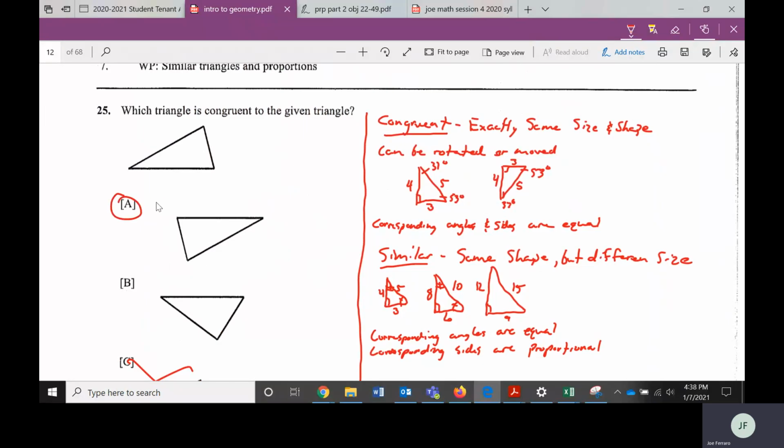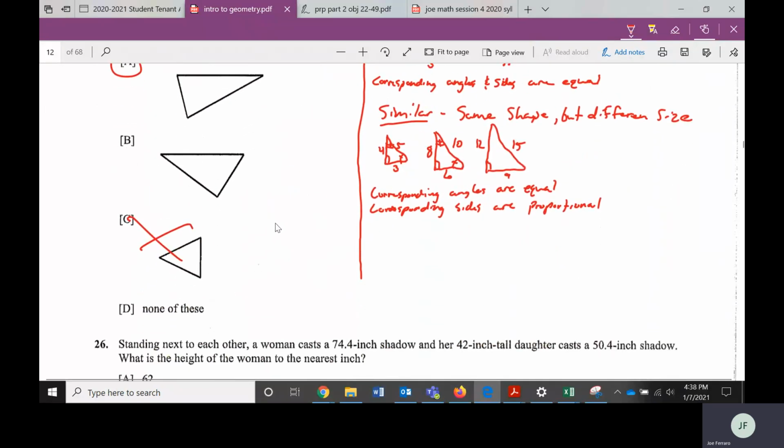A lot of problems will be even easier to tell than this one, but this looks more like a 90-degree angle that this one doesn't have. Okay, and again, they just kind of rotated that around, and it is the exact same shape.